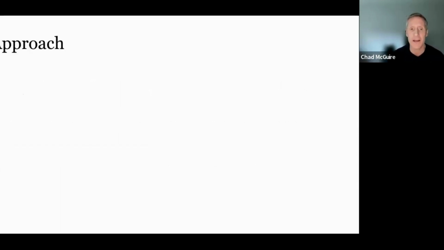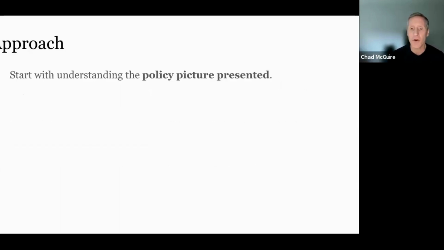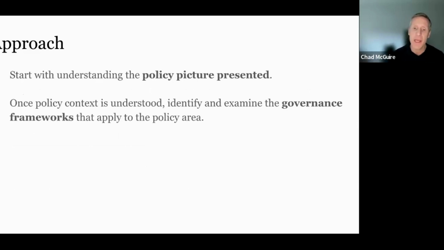So we'll put that into context. First of all, in terms of an approach, we start with an understanding of what the policy picture is. So what's going on? What do we see here? And what do we think are the human elements to what we see? And once we understand that policy context, once we have that down, then we identify and examine the governance frameworks that apply to that policy area. So it's sort of like an overlay.